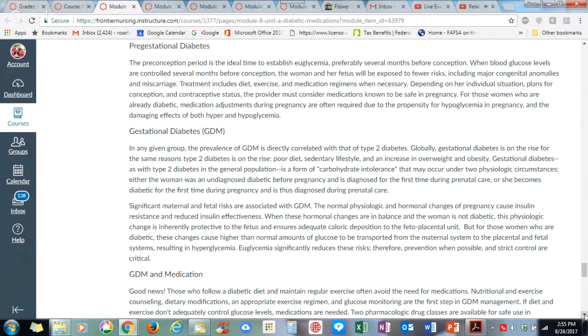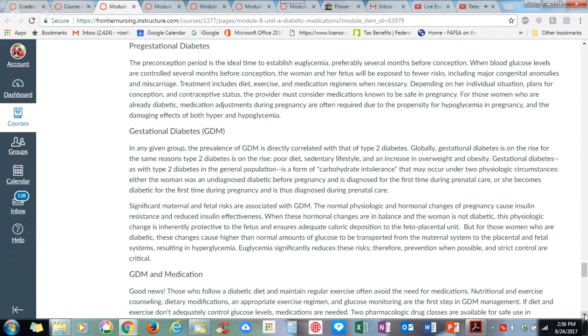Treatment includes diet, exercise, medication when necessary. Depending on her individual situation, plans for conception, and contraceptive status, the provider must consider medications known to be safe in pregnancy. For those women who are already diabetic, medication adjustments during pregnancy are often required due to the propensity for hypoglycemia in pregnancy and the damaging effects of both hyper and hypoglycemia.